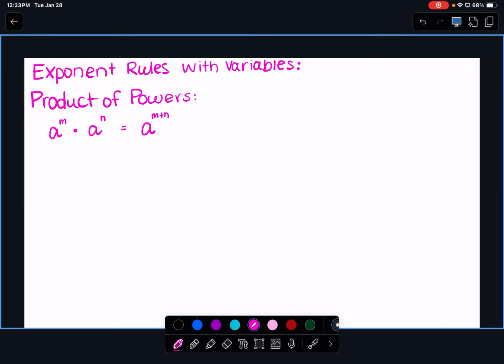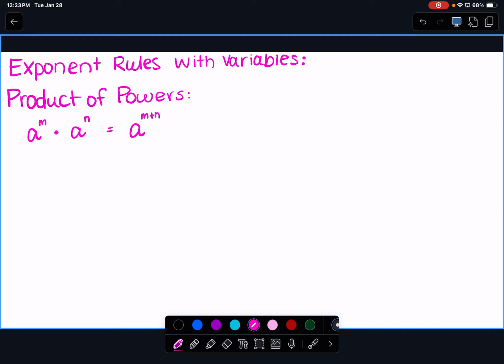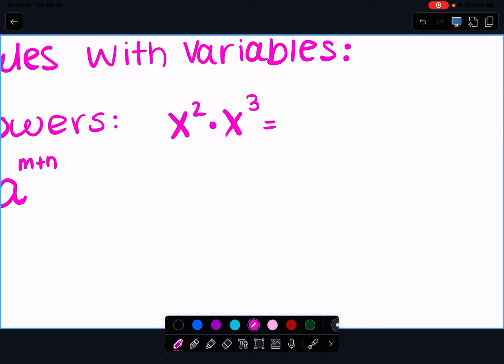Then to the other side, we're going to put examples. A really easy example we can see of that is if we just have something like x squared times x to the third. I want y'all to take a second and write out what you think that solution would be. What's the solution? X to the fifth, because we say 2 plus 3, which gives us 5.